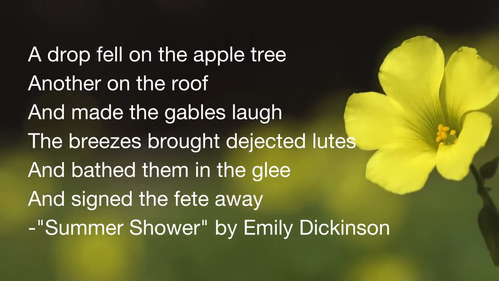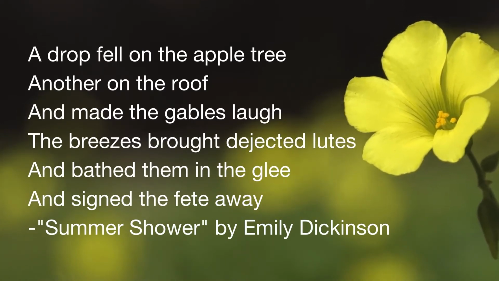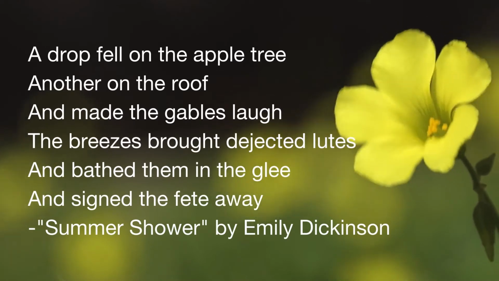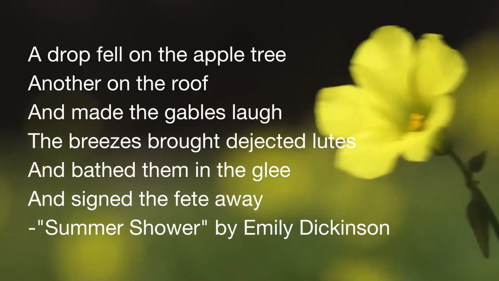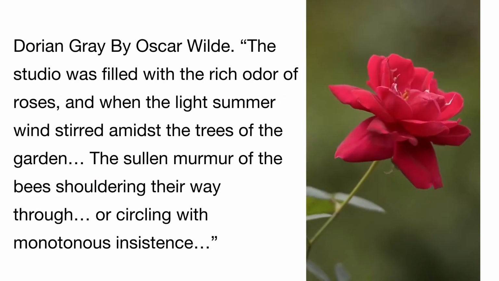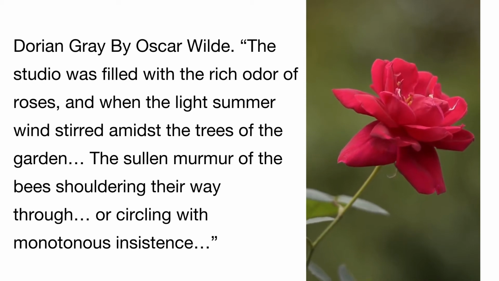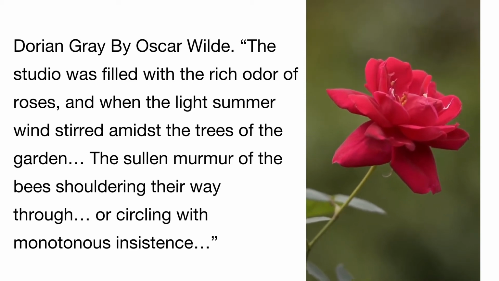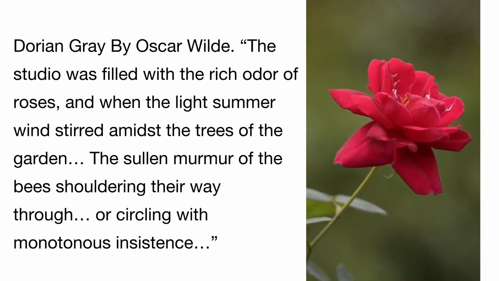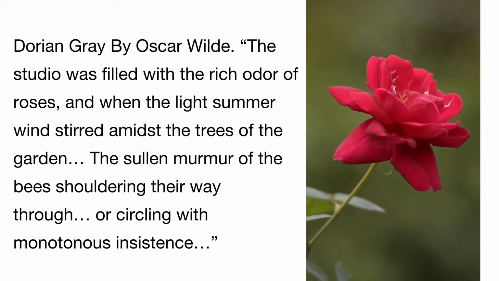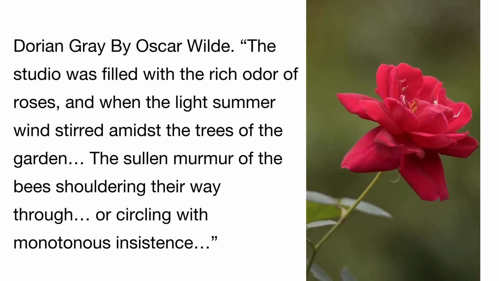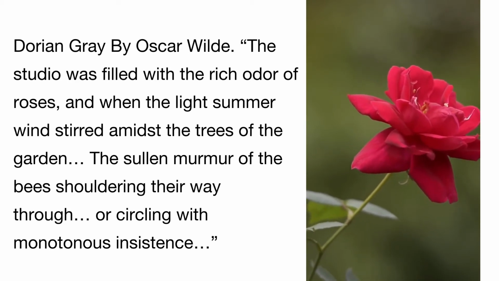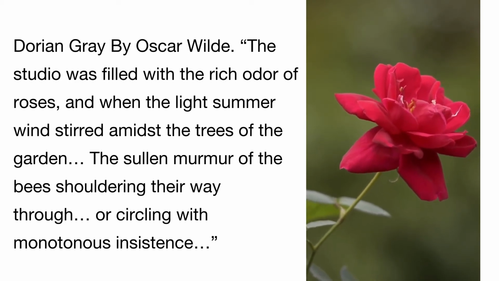This poem gives an example of descriptive style. Ms. Dickinson describes a summer rainstorm in detail, with beautiful images, so that the readers can visualize this storm in their own minds as if it is actually happening. Another example is Dorian Gray by Oscar Wilde. The studio was filled with the rich odor of roses, and when the light summer wind stirred amidst the trees of the garden, the sullen murmur of the bees shouldering their way through, or circling with monotonous insistence. This is a good example of descriptive writing style since the author gives visualizations, feelings, description of a location, and details about bees that could be seen and heard.